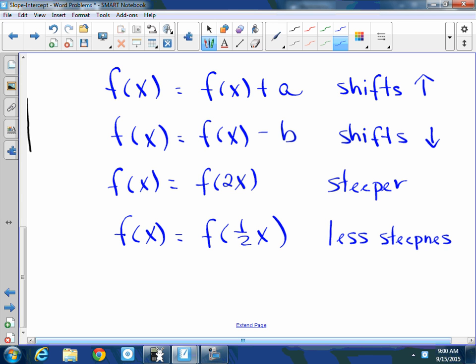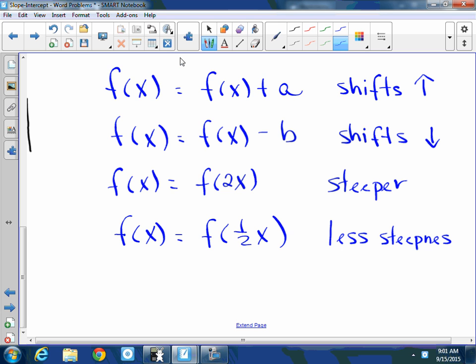All right. Those 4 things you have done. If I add to the y, shift it up. If you take away from the y, shift it down. If you increase the slope, steeper. If you decrease the slope, less steep. That's all, folks. Are we good? Okay.